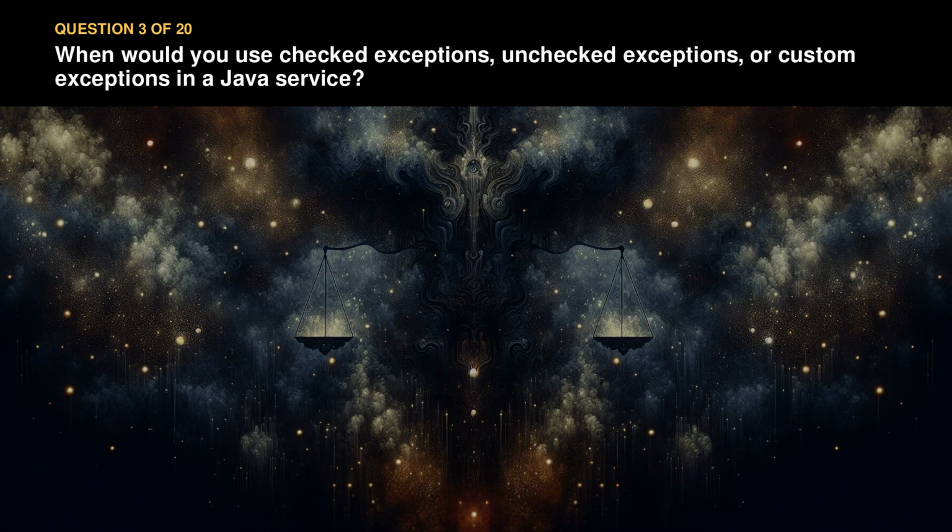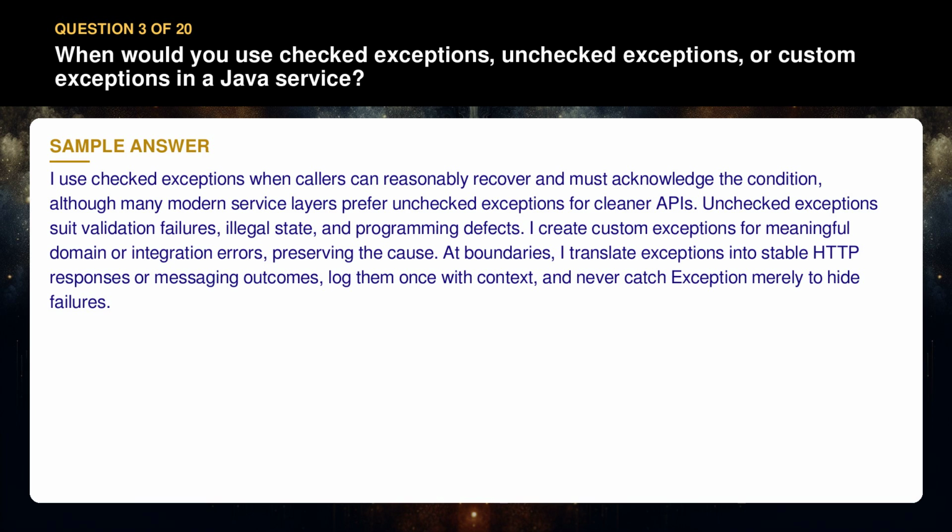Question 3. When would you use checked exceptions, unchecked exceptions, or custom exceptions in a Java service? I use checked exceptions when callers can reasonably recover and must acknowledge the condition, although many modern service layers prefer unchecked exceptions for cleaner APIs. Unchecked exceptions suit validation failures, illegal state, and programming defects. I create custom exceptions for meaningful domain or integration errors, preserving the cause.